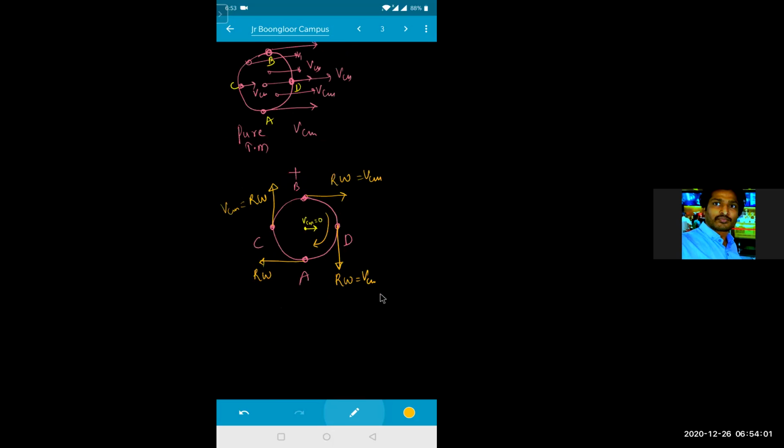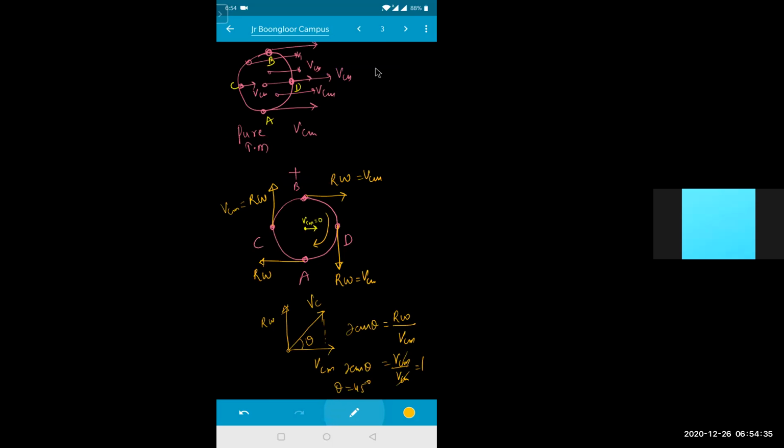Like say, if I'm adding for point C, due to the translatory motion this is your VCM. Due to rotatory motion, this is your R omega. These are two vectors, so the resultant comes here. So this will be the resultant of your velocity at C, which is making an angle of theta. So if I need to write the angle, tan theta is equal to, this is the vertical component, that is R omega by your VCM. What is the R omega value? I told you it is also VCM, so it will get cancelled. That will be equal to 1. So tan theta is equal to 1. Theta will become how much? 45. Got it?